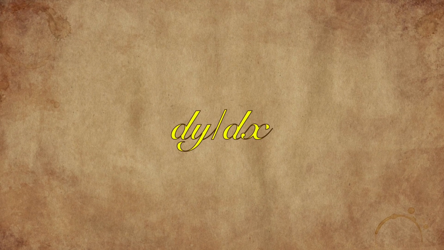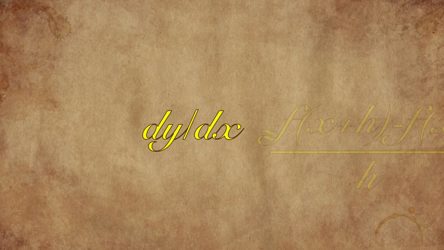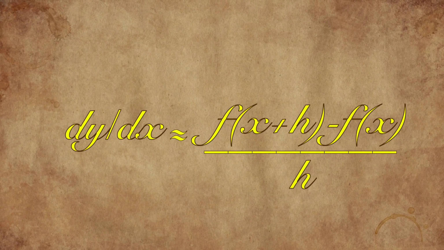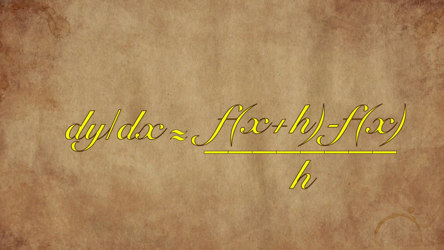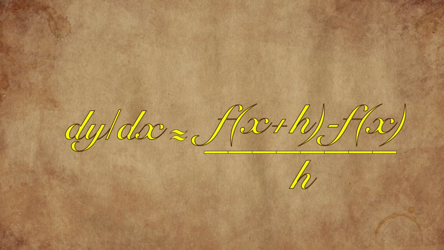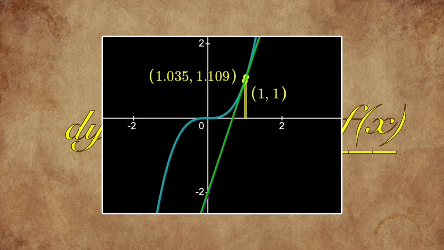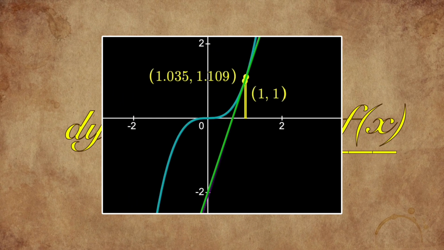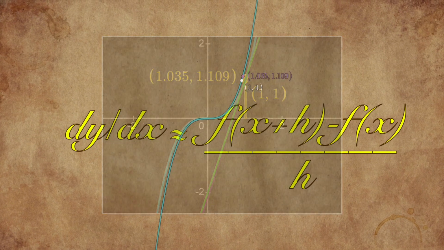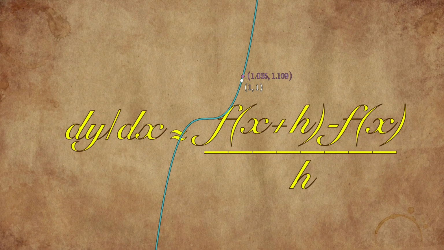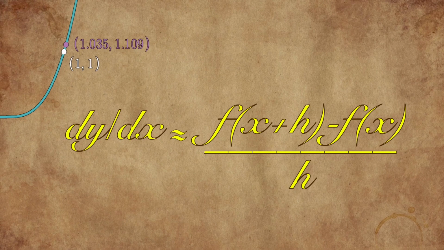We can say our dy over dx is approximated to f of x plus h minus f of x over h. h is the difference between the two x values. In our case, it was 0.035, and f of x plus h is the y value of the second point, and f of x is the y value of the first point. So f of x plus h, as you can see over here, is equal to 1.109, and f of x is just equal to 1.